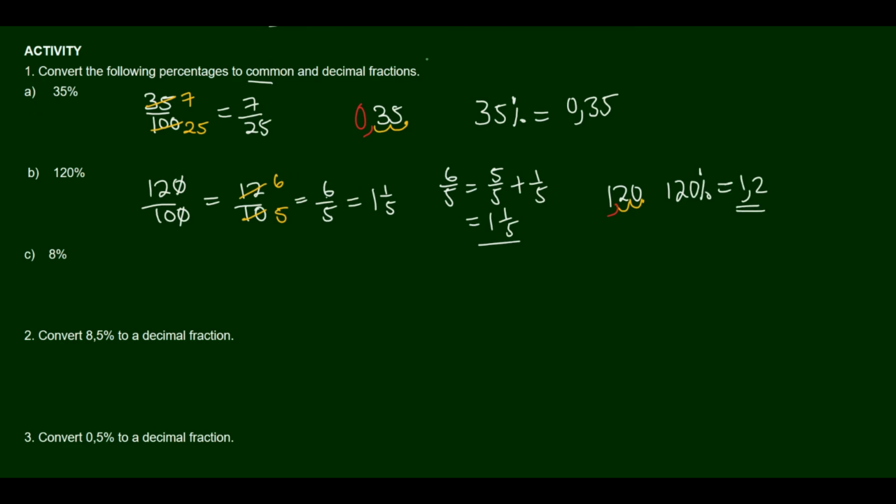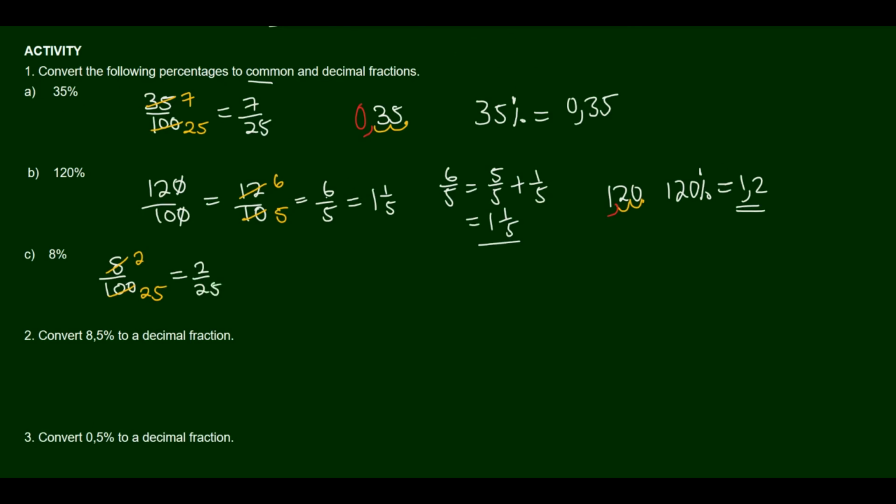And then 8%, this is 8/100. Then the highest common factor between 8 and 100 is 4. We say 4 into 8, that's 2. 4 into 100, that's 25. Meaning that 8% is 2/25.